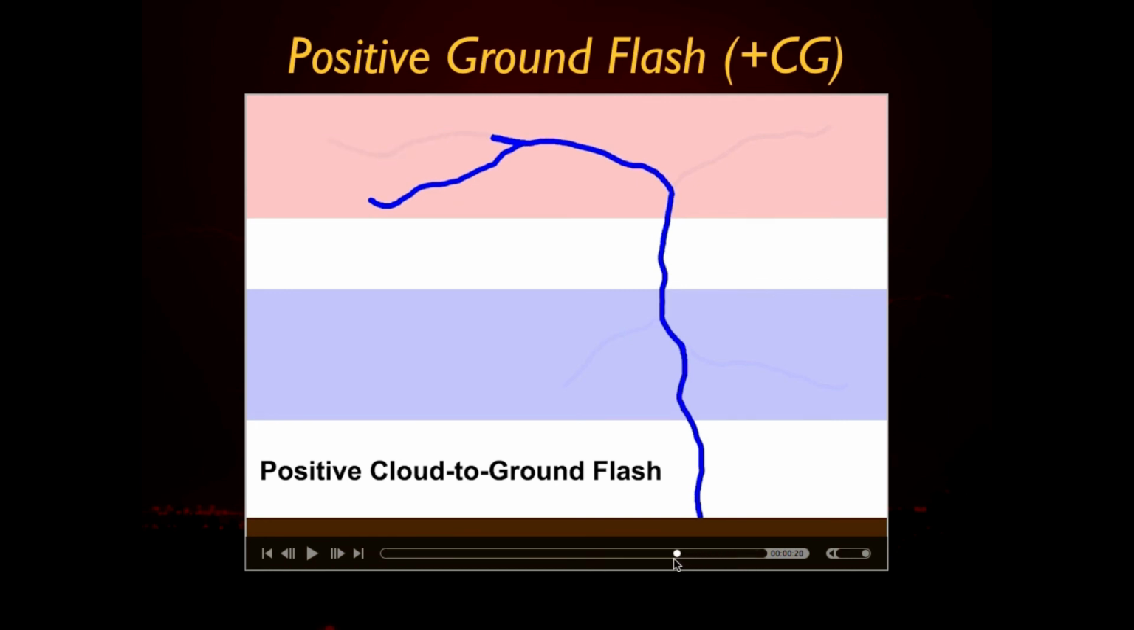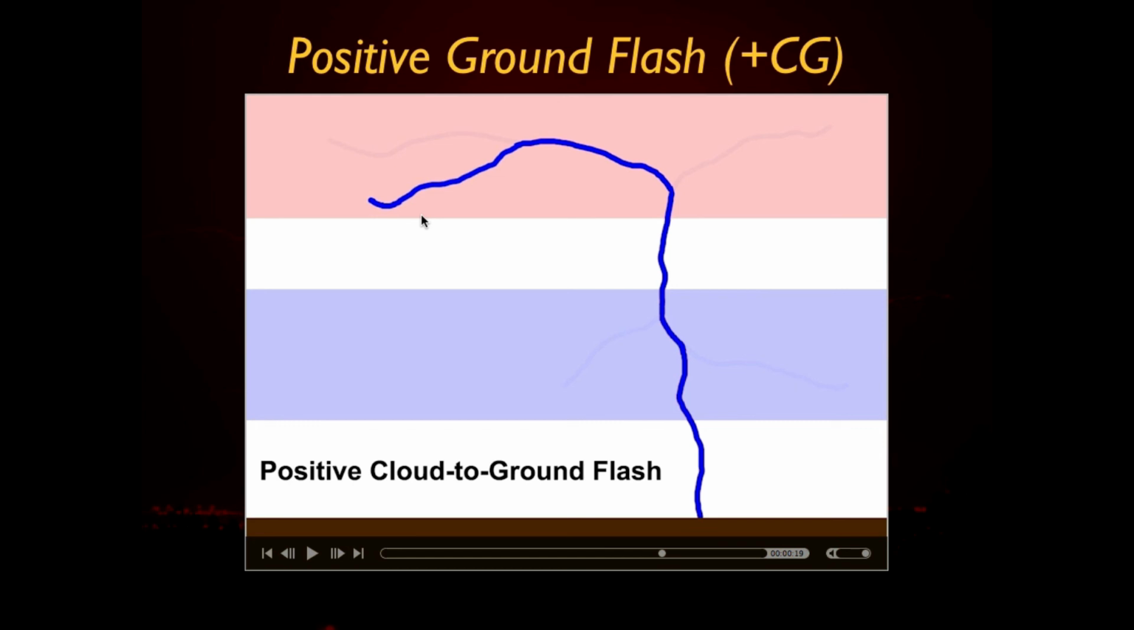Again, we have not visually seen this prograde development due to the upper portion being obscured. But again, this is a working theory as to one way to cause M component brightening with a positive CG flash.